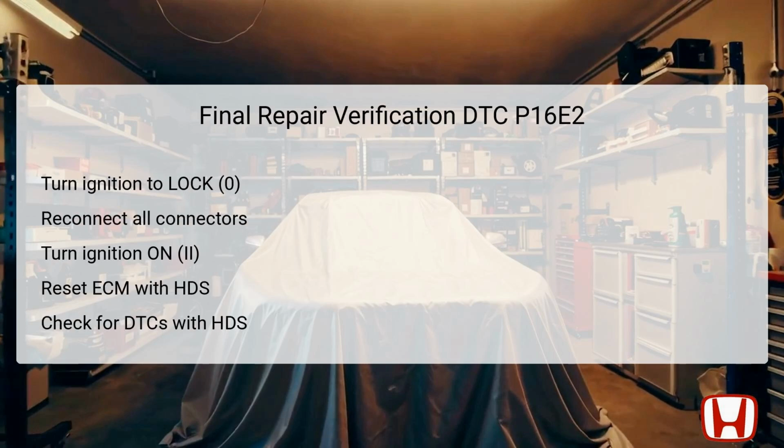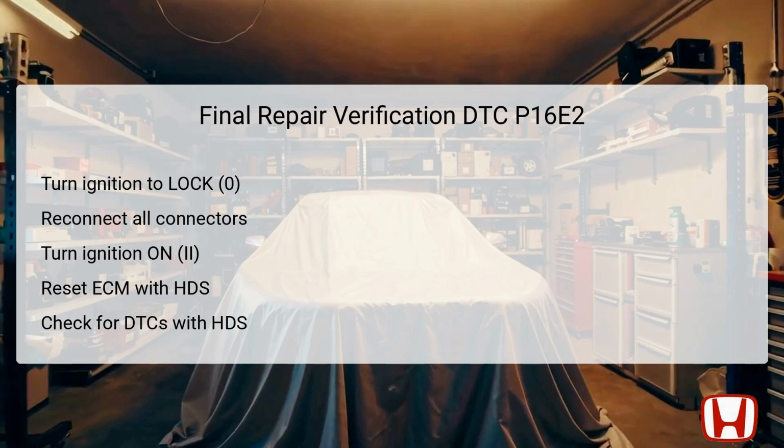In the final repair verification step for addressing DTC P16E2, you begin by turning the ignition switch back to the lock 0 position and reconnecting all the previously unplugged connectors securely. This includes the connections for the alternator, battery sensor, and ECM. Once everything is reconnected, switch the ignition to the on 2 position to power the vehicle's systems. You will then need to reset the ECM using the HDS to clear out any residual codes from the memory after the repairs have been made.